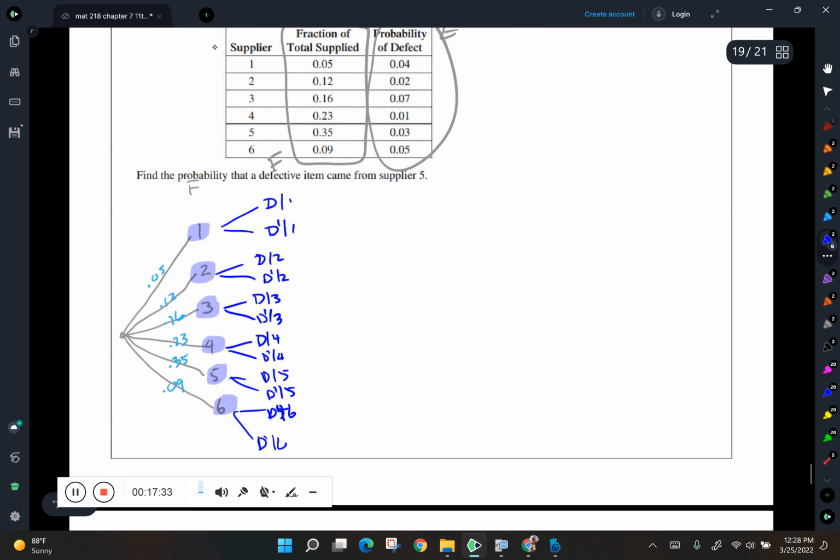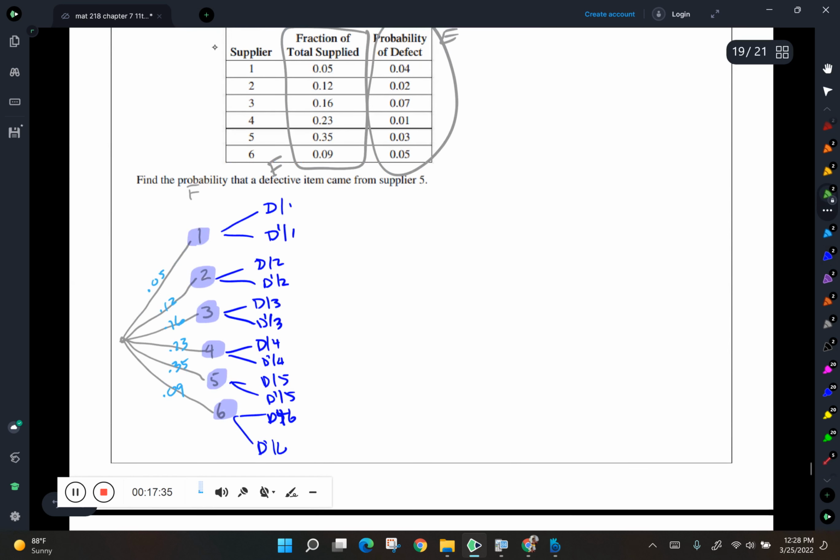And then each of those is going to get a probability based on that second column. Like this is 0.04, that means that this one's 0.96. And then this one's 0.02, and this one's 0.98. And this one's 0.07, and that one's 0.93, and 0.01, and 0.99, and 0.03, and 0.97, and 0.05, and 0.95.